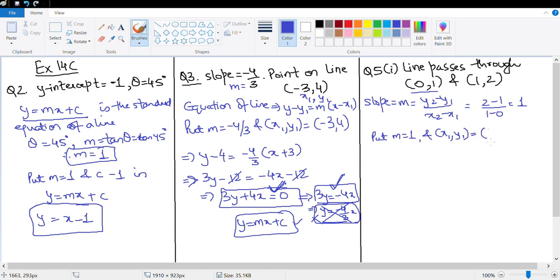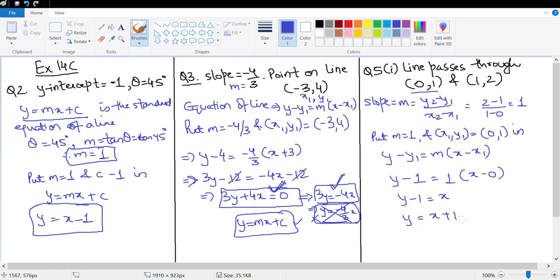Let's take x1, y1 as 0, 1 in the equation y minus y1 is equal to m times x minus x1. So let's put this in: y1 is 1, m we calculated as 1, x minus x1 is x minus 0, which means y minus 1 is equal to x, which means we could also write this as y is equal to x plus 1. So that's the equation of the line which passes through 0, 1 and 1, 2. Simple, right? As long as you remember this one formula, which is y minus y1 is equal to m times x minus x1, you should be able to solve all the questions in this exercise.